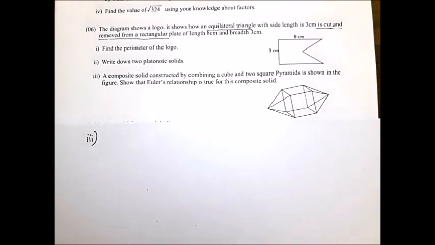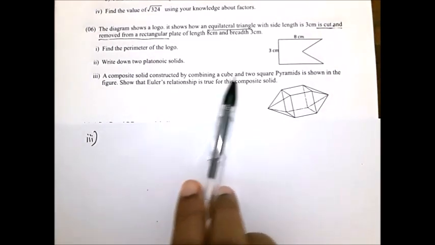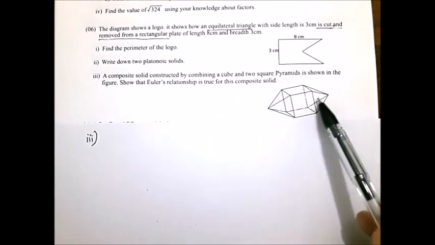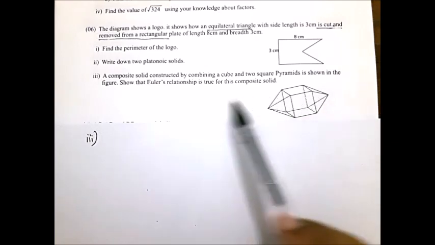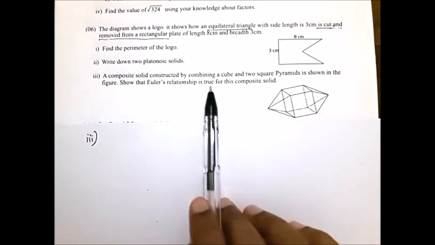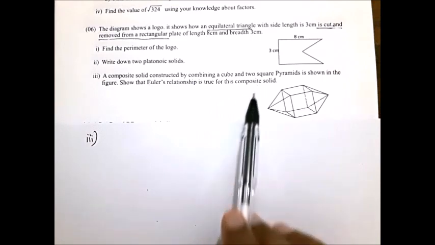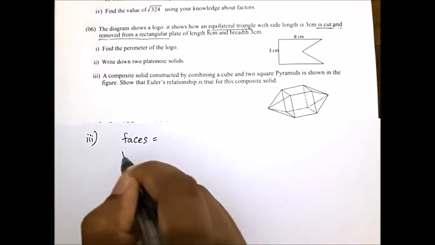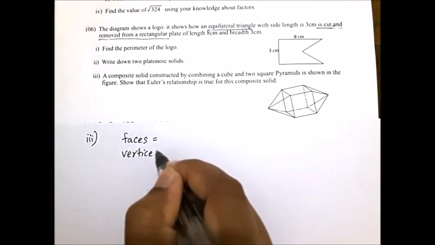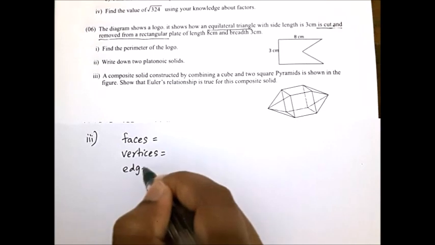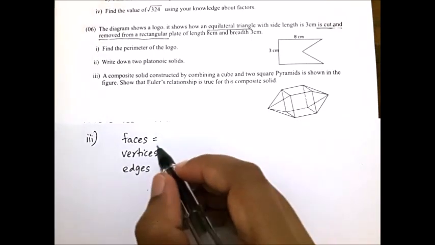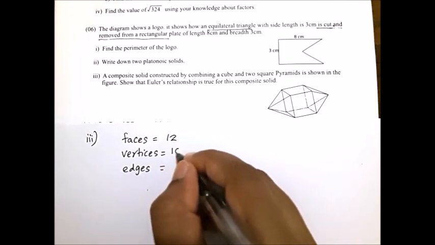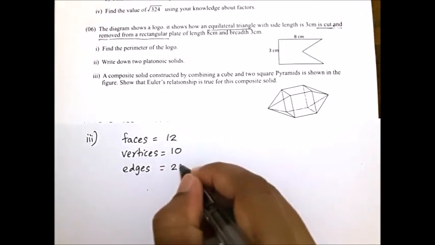Look at third one. A composite solid constructed by combining cube and 2 square pyramids. The middle one is cube and these two are square base pyramids. Show that Euler's relationship is true for this composite solid. First find number of faces, vertices and edges in this solid. Number of faces here is 12. Number of vertices 10. Number of edges 20.